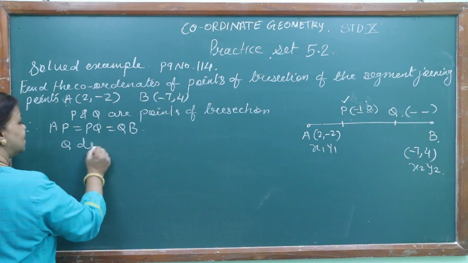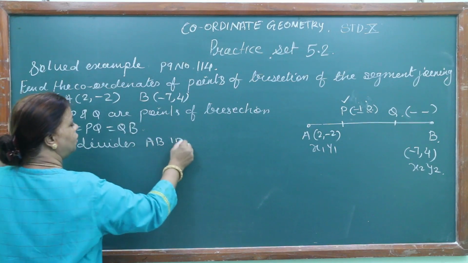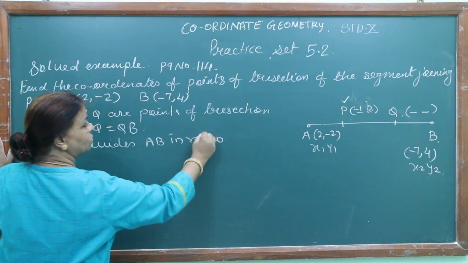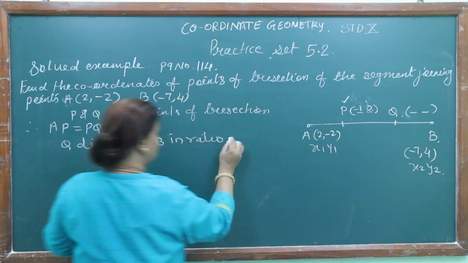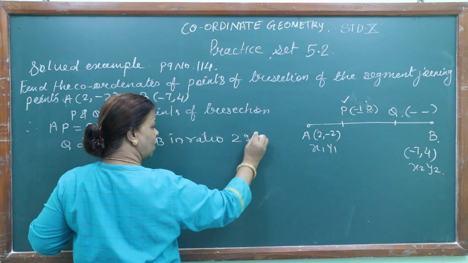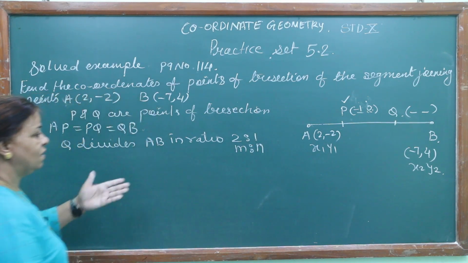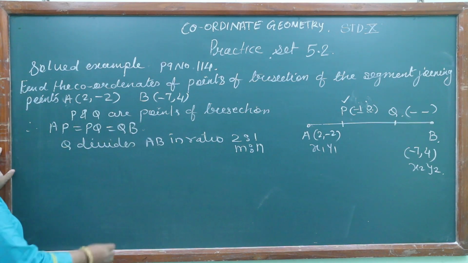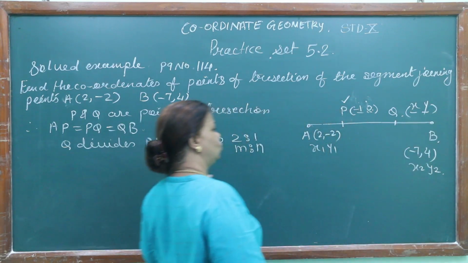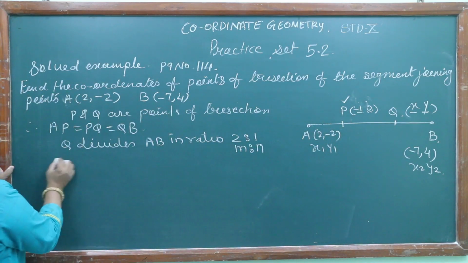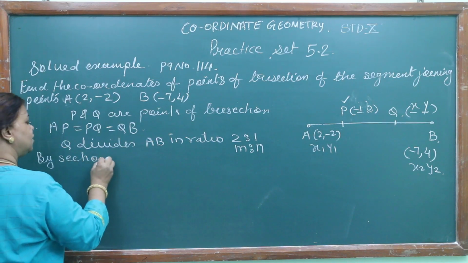Children, Q divides line AB in the ratio 2:1. So m:n is given as 2:1. Now let us find the coordinates of point Q. Let me take them as x and y. So again, the section formula, children.